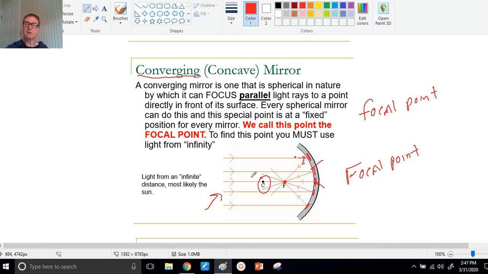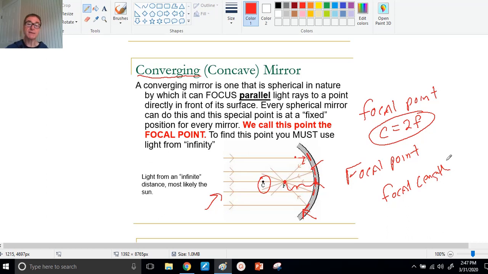Notice we also have another point out here called the center point. The center point is basically the radius of curvature for the mirror itself, the inside surface of the mirror. And C will equal 2 times F. So the distance to the center point is going to equal 2 times the distance of the focal point, or the focal length. The distance between the mirror and the focal point is called the focal length.